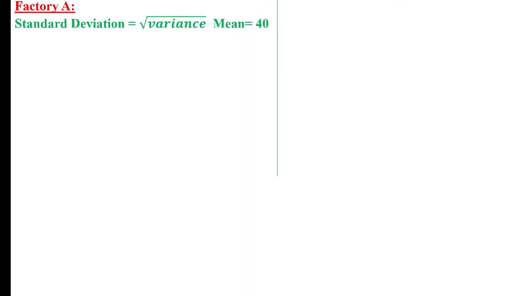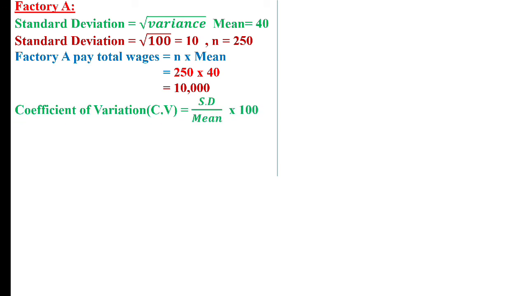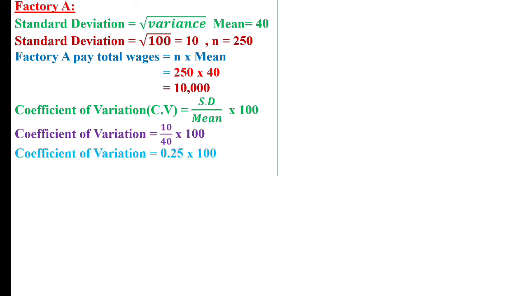Factory A, standard deviation equals square root of variance, mean value 40, square root of 100 equals 10. Therefore standard deviation equals 10. Then factory A total wages is n into mean. N is 250 into 40, we will get 10,000. Similarly, we can find the coefficient of variation of factory A: 10 divided by 40 into 100, we'll get 25 percentage.